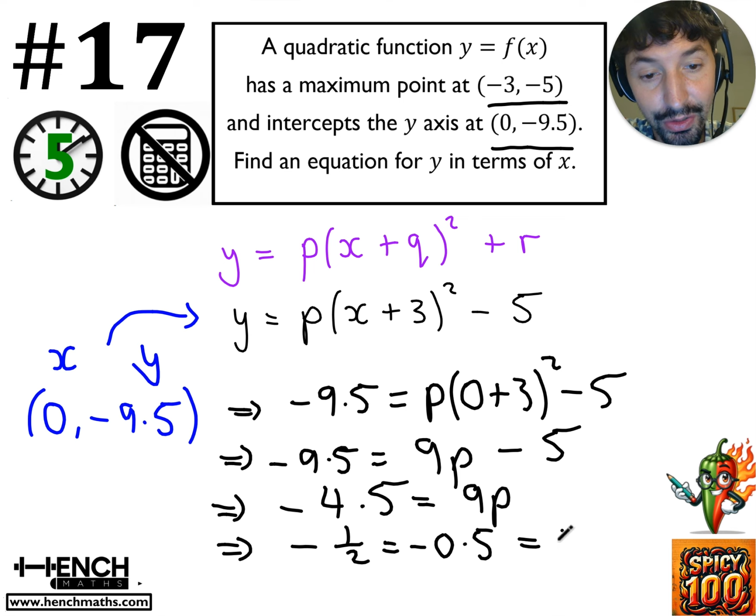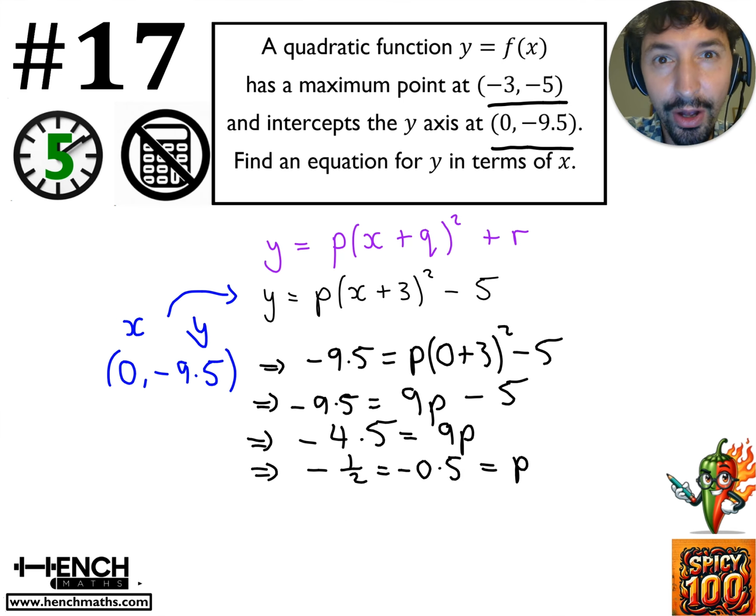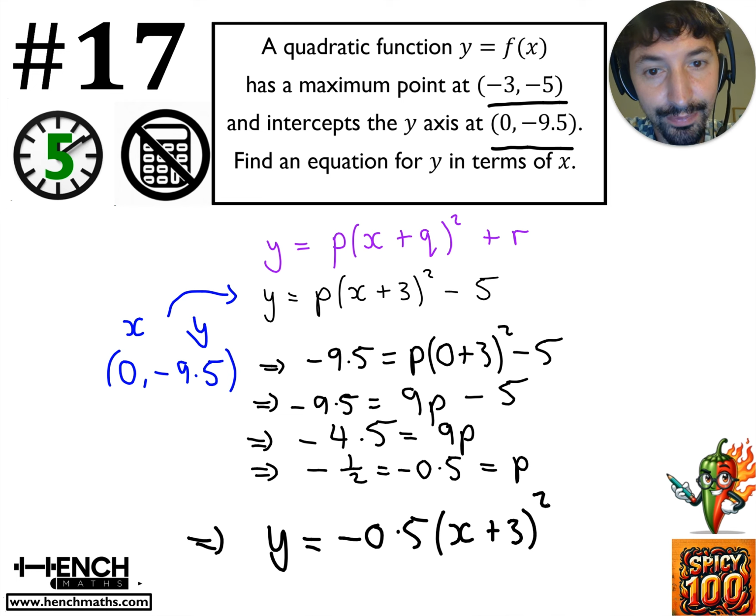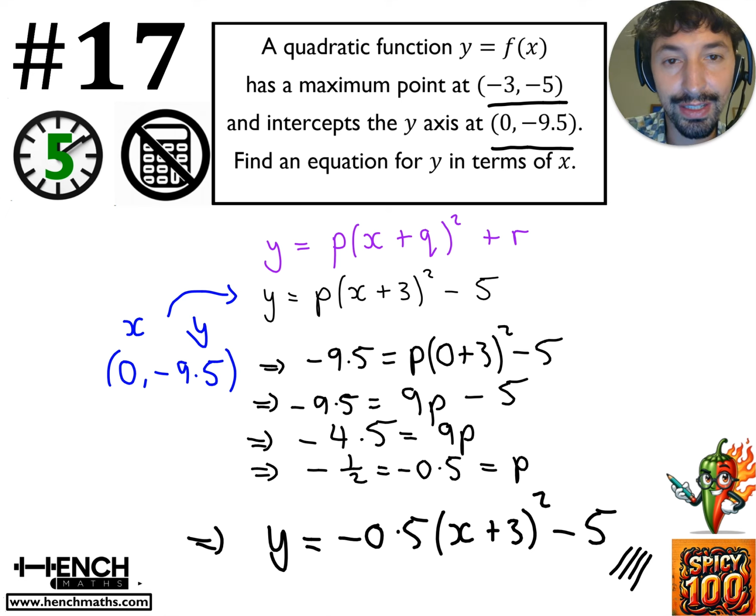And that's going to be your p. So bringing the whole thing together, our final answer: y is going to be equal to -0.5 open bracket x plus 3 close bracket squared, subtract 5. If you double check that, if you sub in x is -3, y would be -5, and if you sub in x is 0, then you would get y to be -9.5.